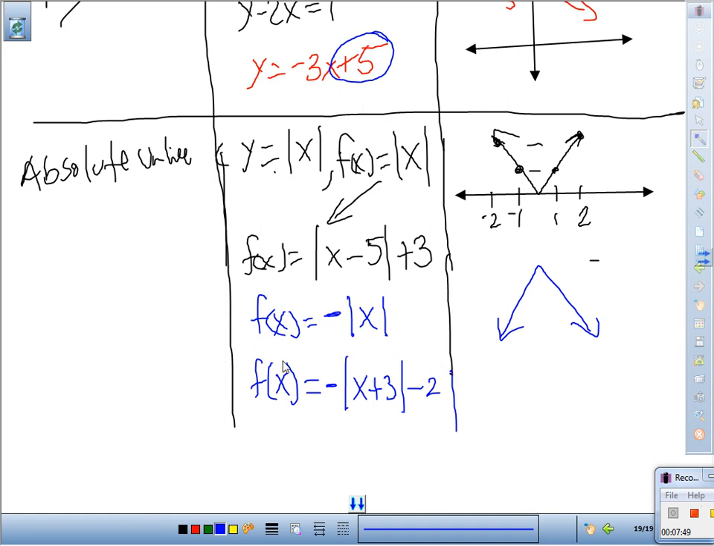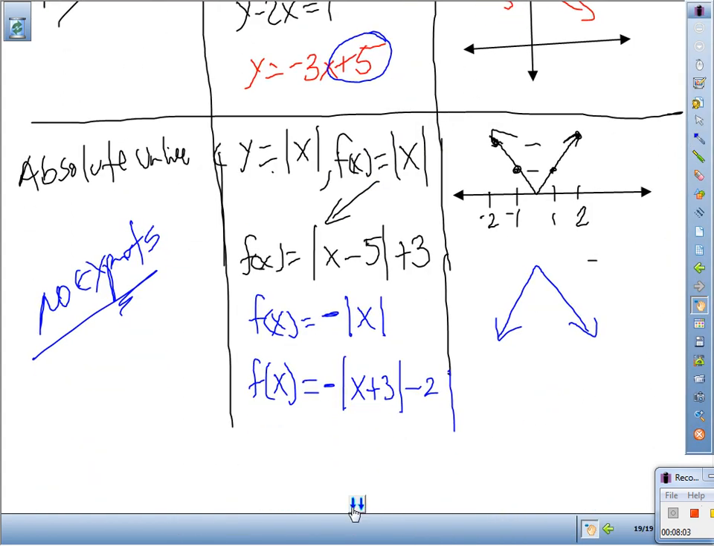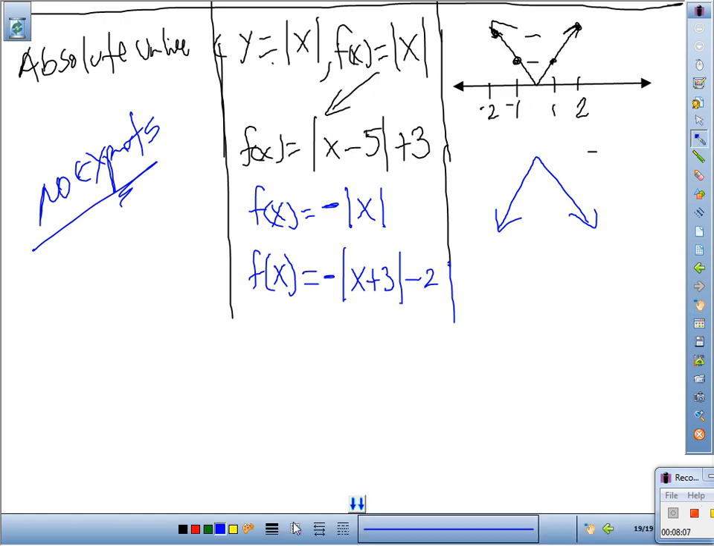And once again, look at all the equations. What do you notice? Are there any exponents? No exponents. So far we have linear and absolute value functions that do not have any exponents on the variables. All right.